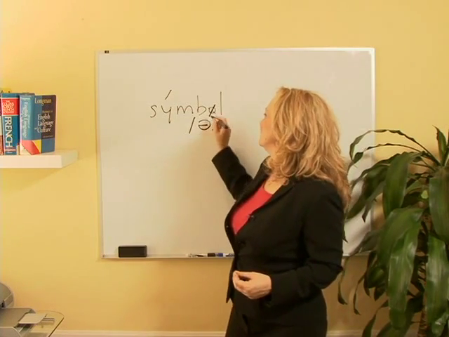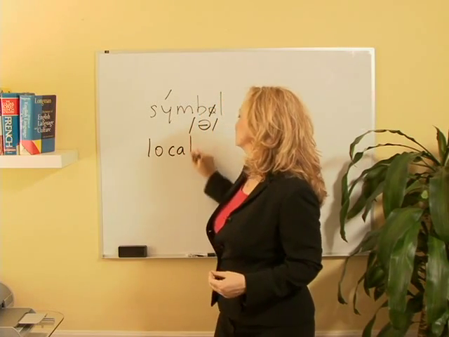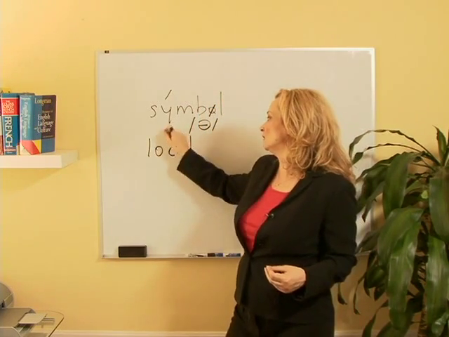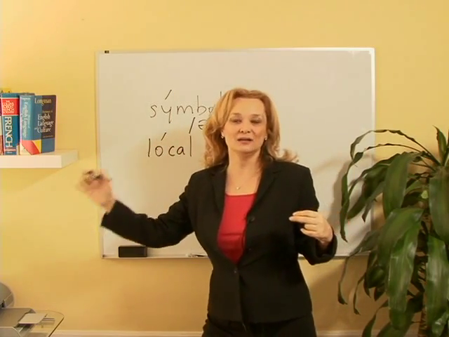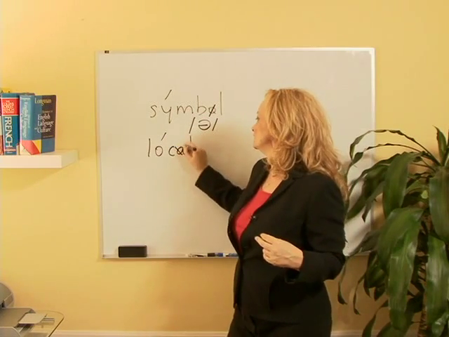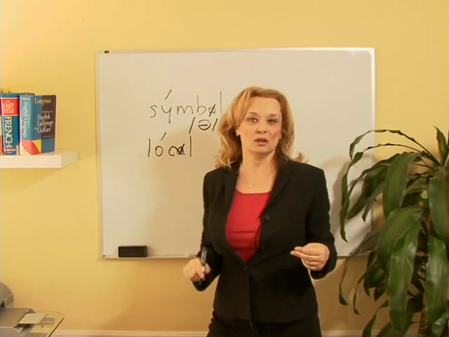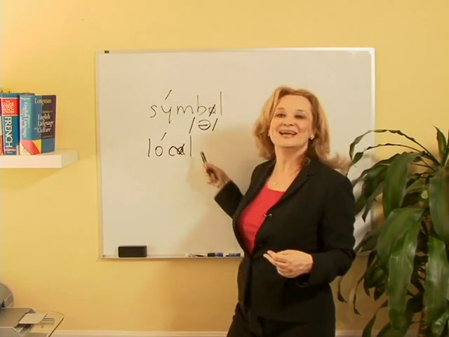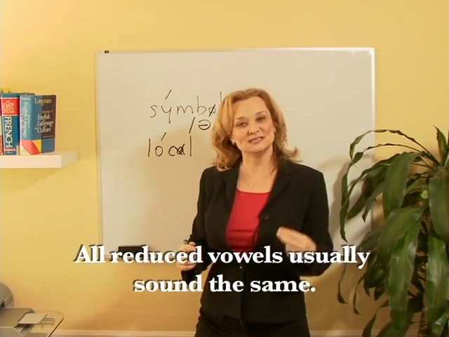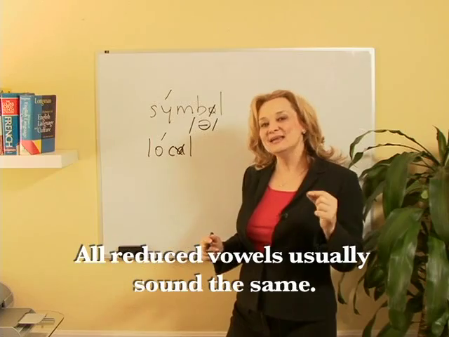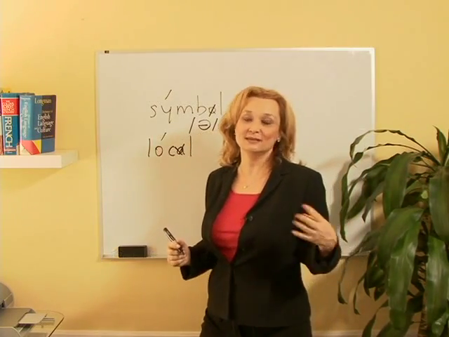Let's look at another ending with O. For example, we stress the first syllable here, local, but we don't say local. We reduce the second syllable and it becomes the local. So you see OL and AL sound exactly the same because they're both reduced syllables. So any vowel can sound like uh when it's part of the reduced syllable.